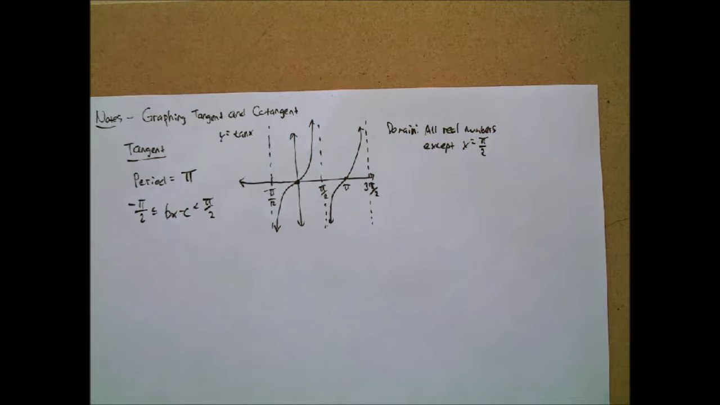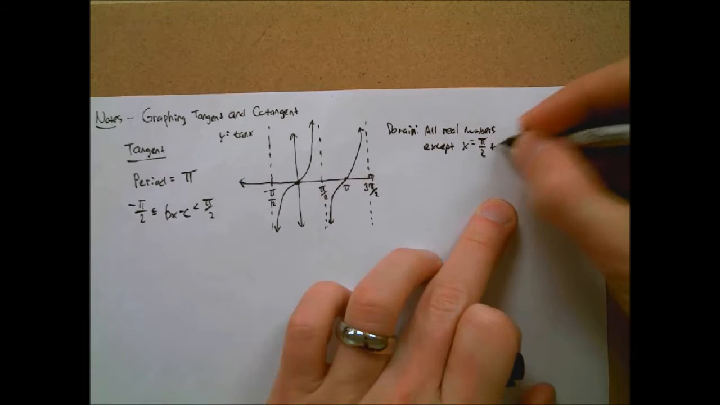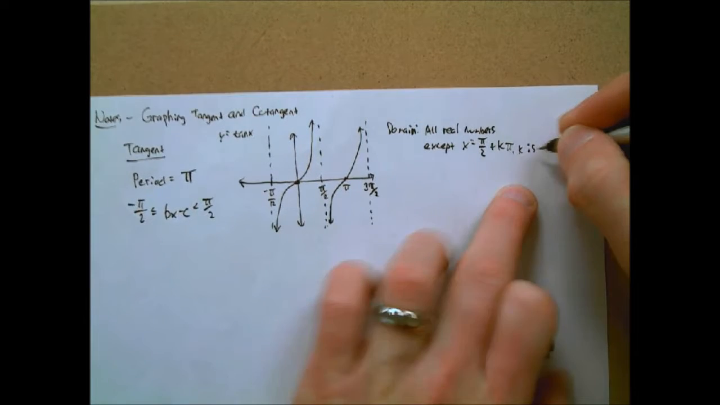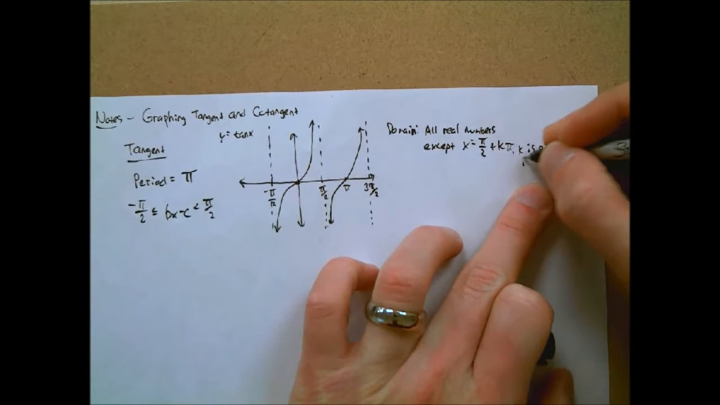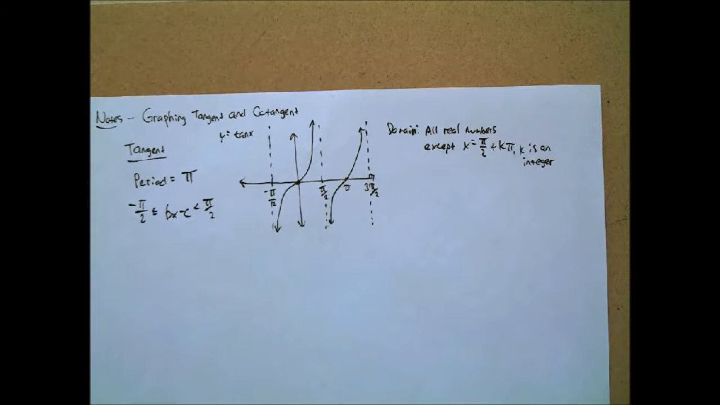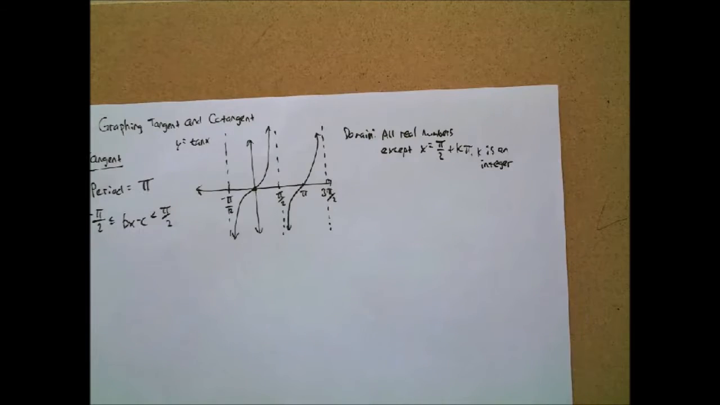And then to find the next asymptote, what do we have to do to pi over 2? Plus pi or minus pi, right? Add or subtract pi. So we're going to say plus k pi, k is an integer. Okay, it's an awful lot of words there. I couldn't even quite fit it in there. There it is.